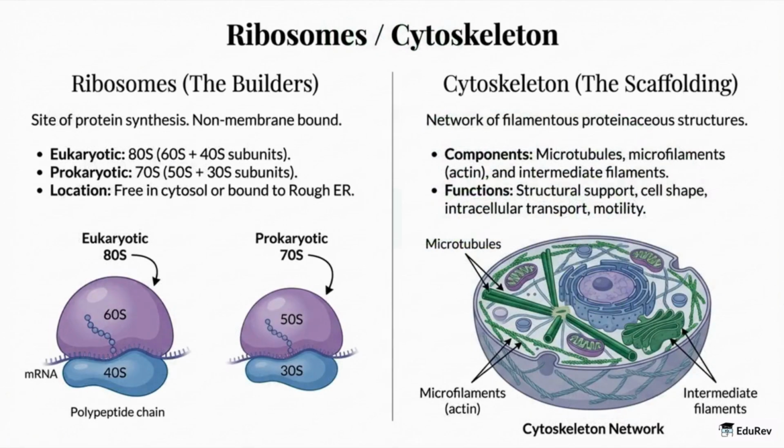Ribosomes are the molecular machines that build proteins. They are non-membrane bound and occur as 80S particles in eukaryotes and 70S in prokaryotes, either free in the cytosol or attached to the rough ER. The cytoskeleton provides internal scaffolding, microtubules, microfilaments of actin, and intermediate filaments, and supports cell shape, intracellular transport, and movement.